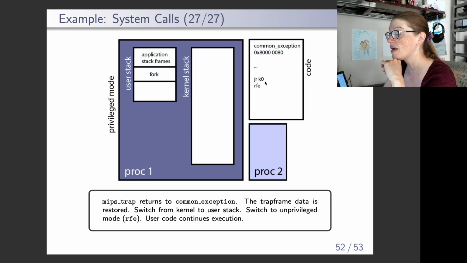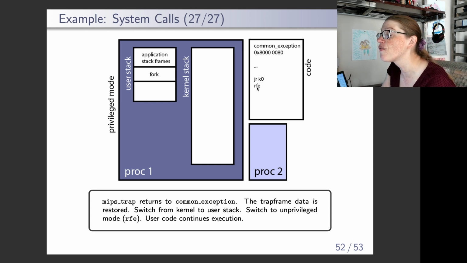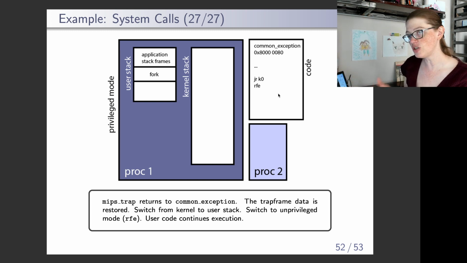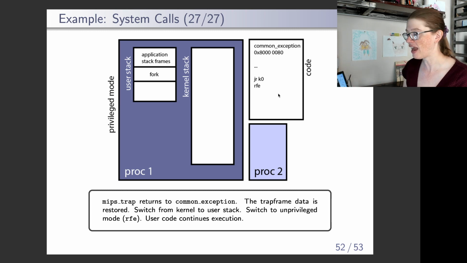You'll see this jump, which is going to be going back to running the user program. And then you see this RFE. That stands for return from exception. And that's going to switch our CPU back into unprivileged mode so that our kernel code can actually run. Or not our kernel code, our user program can actually run again.